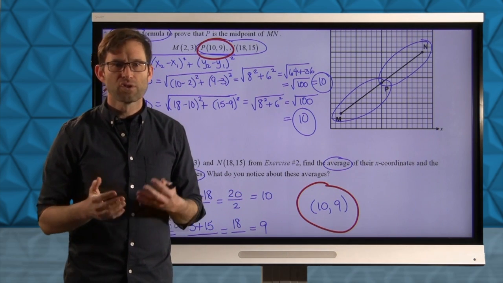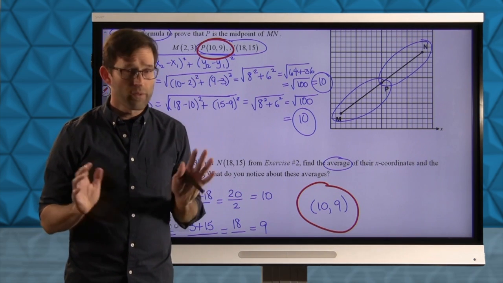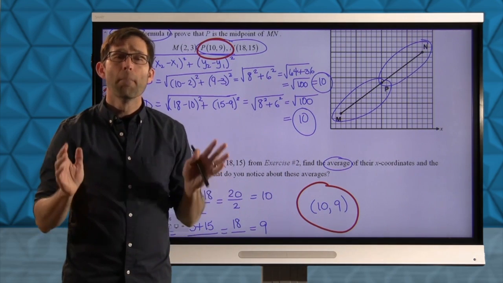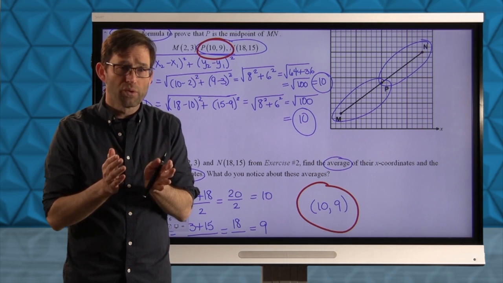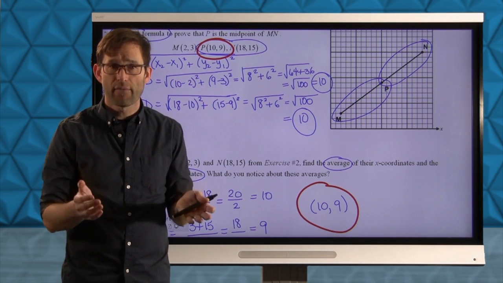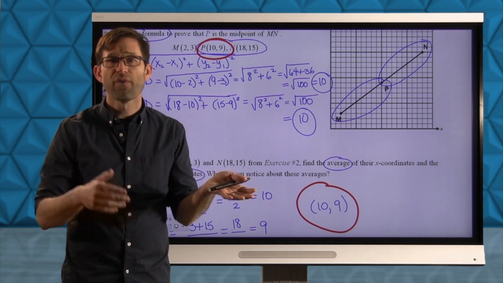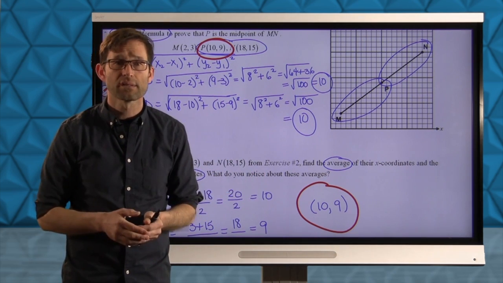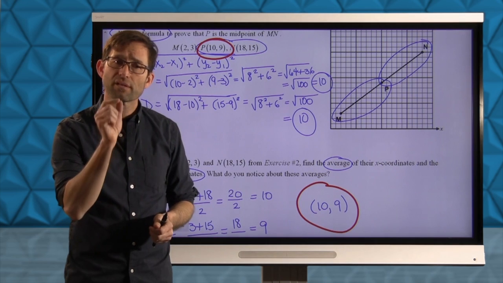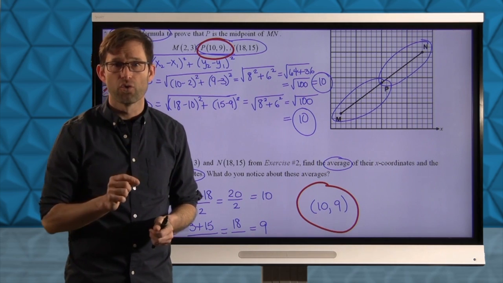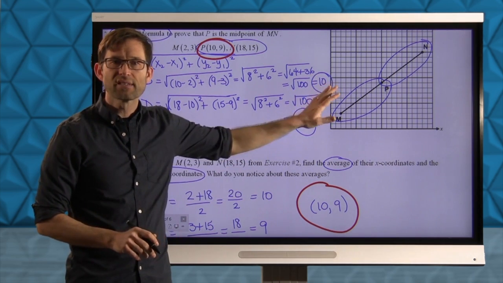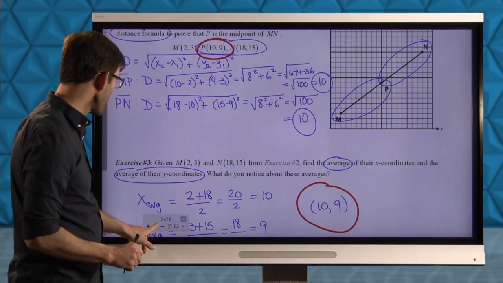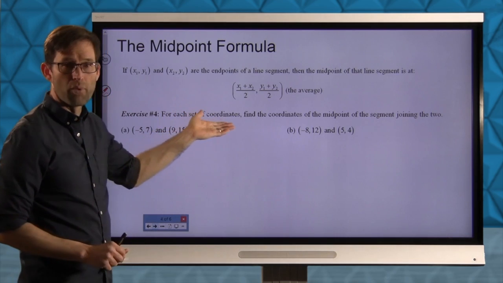Generally speaking, averages are a little bit hard to get a feeling for. They're very easy to calculate: add up all the numbers, divide by how many there are. But when you have just two numbers and you average them, like 5 and 7, 5 plus 7 is 12, divided by 2, and I get 6. The average is the number that sits right in the middle of the two, and therefore it makes a lot of sense in terms of the midpoint. So let's summarize this in the next slide with the midpoint formula.